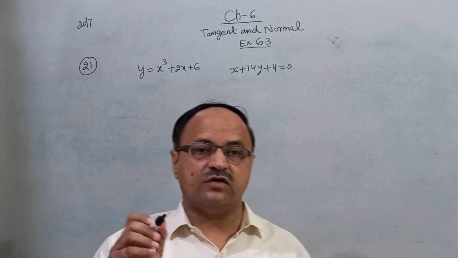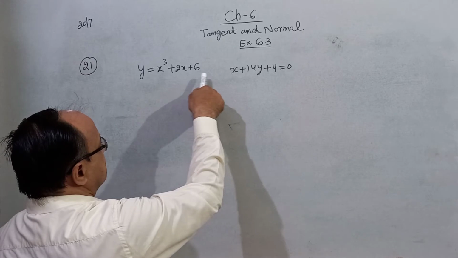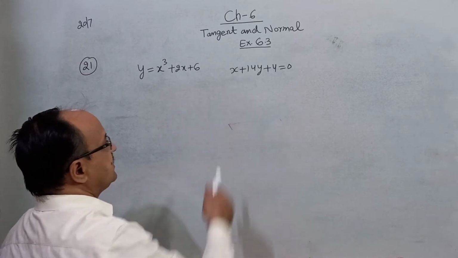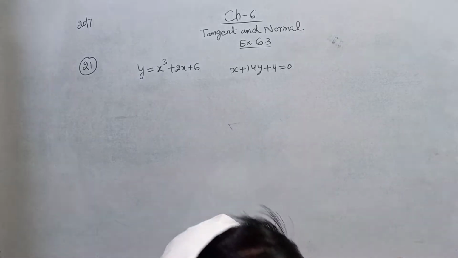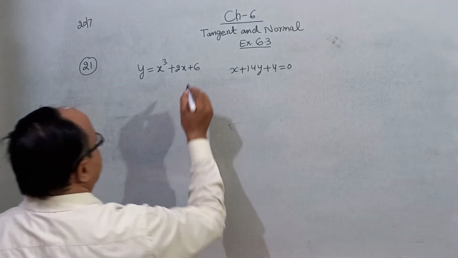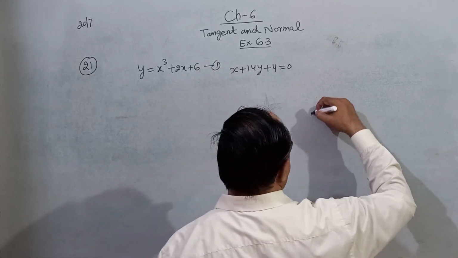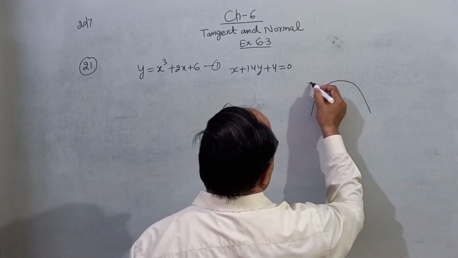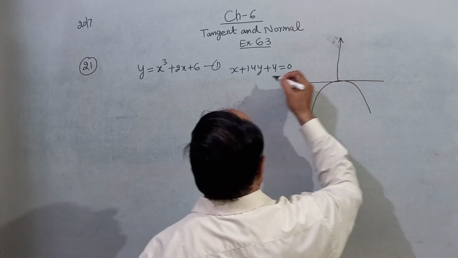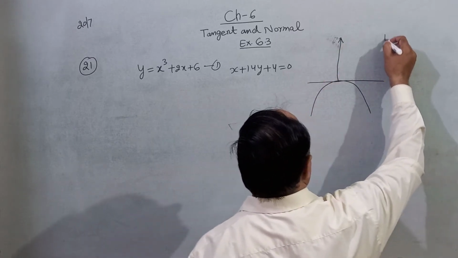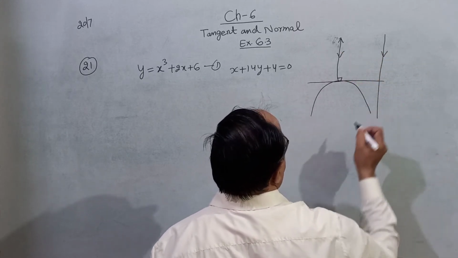Find the equation of the normal to the curve. The normal is parallel to this line. Correct? We have to find the equation of normal. This is equation number 1. The situation is like that. This is the curve and this is the normal, and normal is parallel to this line.